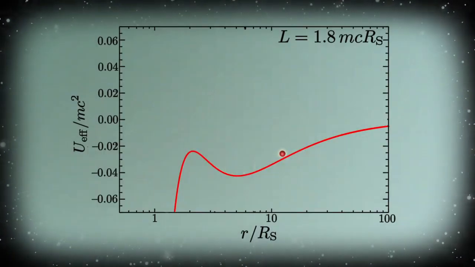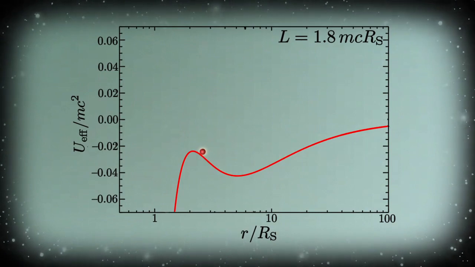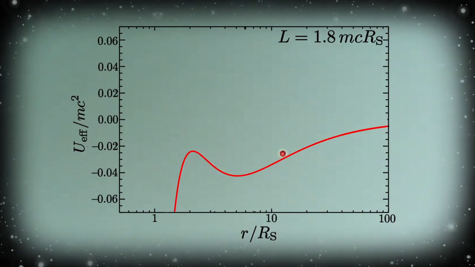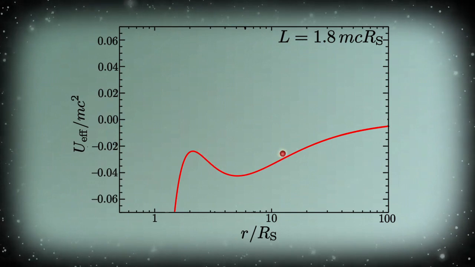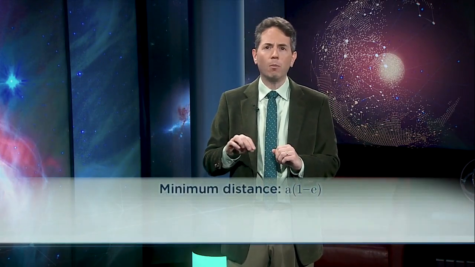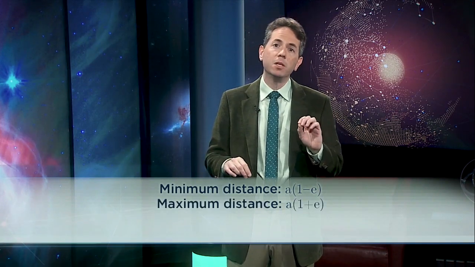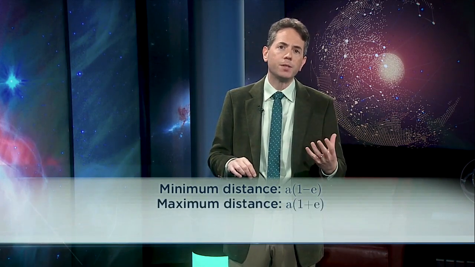Let's go back now to a case with more angular momentum, so the effective potential energy curve still looks like a bowl. If you give the particle a modest amount of energy, the radial coordinate oscillates back and forth just as it does for a planet going around the sun. For a planet, we found the trajectory is an elliptical orbit with a minimum distance of a times (1 minus e) and a maximum distance of a times (1 plus e).